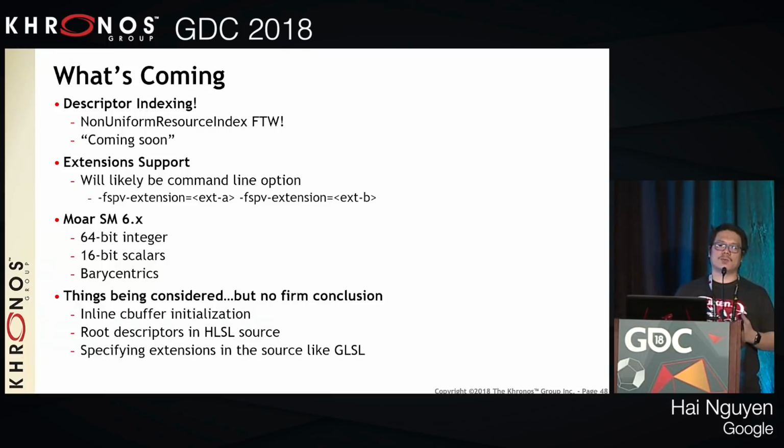One of the features that DX12 has is that you can slam a root signature directly into the HLSL source, and this has been raised several times. So we want to try to explore what this means. And also, GLSL has this nice ability for you to specify an extension inside the source itself. We've been thinking about that too. It'll probably come in the form of a syntax that looks similar to how you specify the bindings currently.